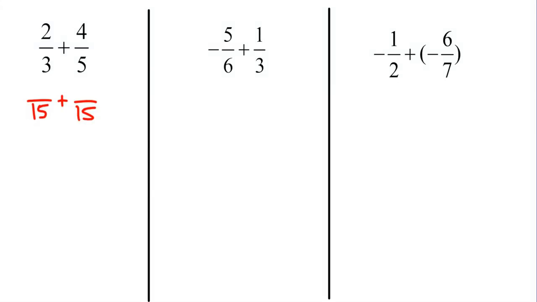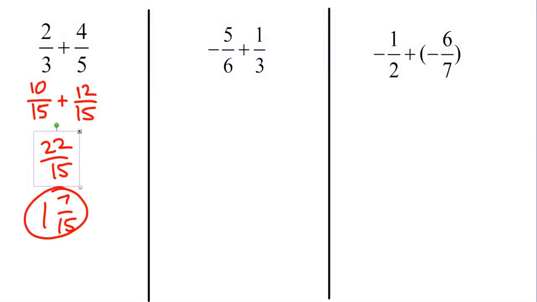And so we're going to rewrite these fractions as 15ths. 2/3 is 10/15, and 4/5 is 12/15. Now we have a common denominator, and we can add them just like we did in our previous examples. And this is 22/15, which is an improper fraction, which is 1 and 7/15, and that is in simplest form.